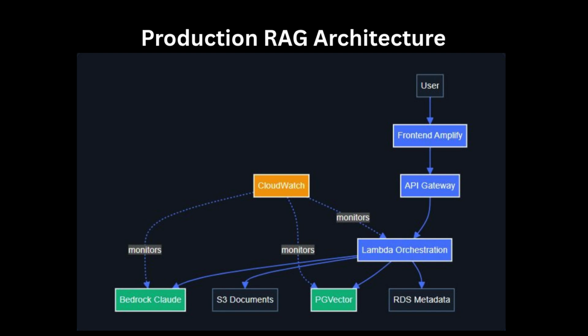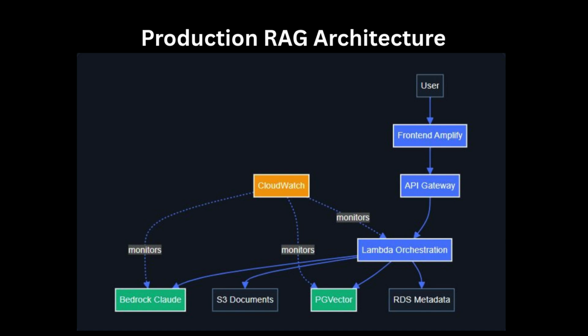Production RAG architecture. The production architecture includes a front-end, API gateway, and back-end orchestration. The front-end handles user interaction. API gateway manages routing and authentication. Lambda runs the RAG pipeline, including embedding, retrieval, context assembly, and model invocation.